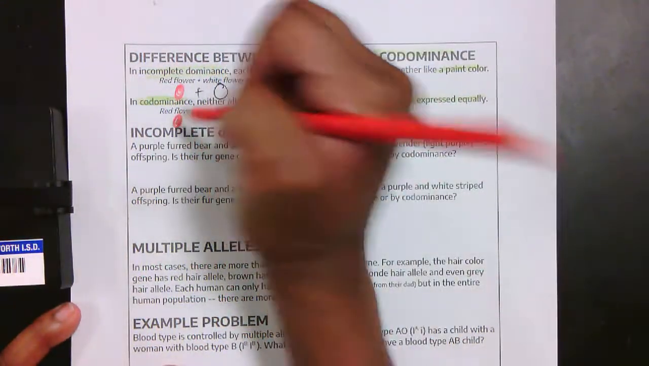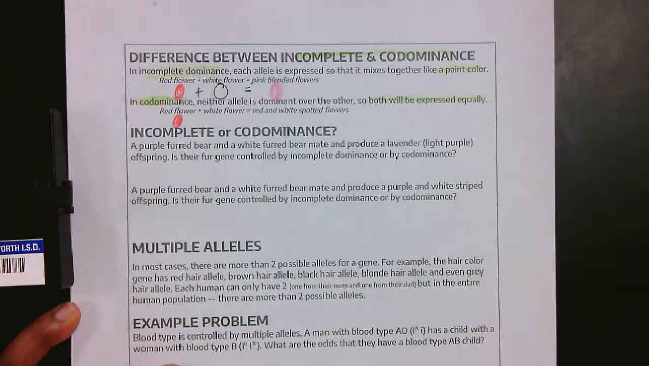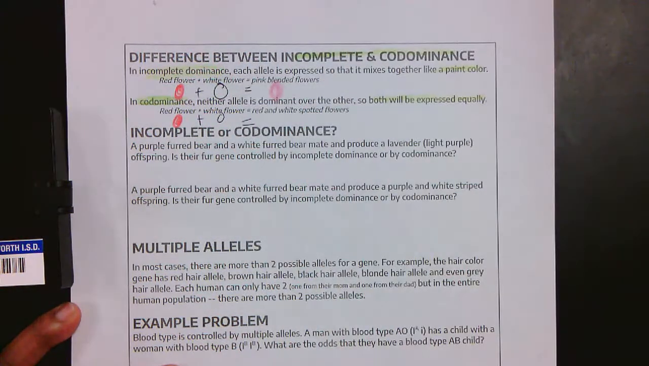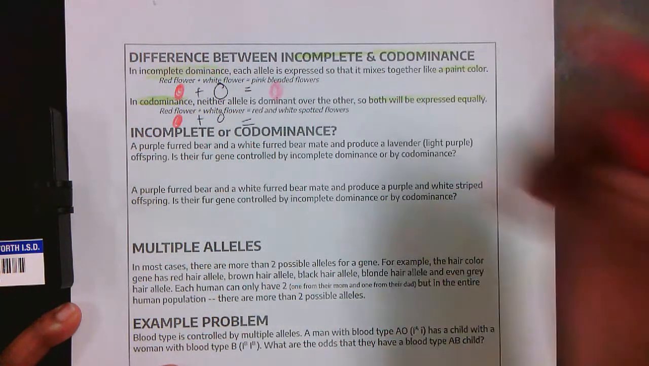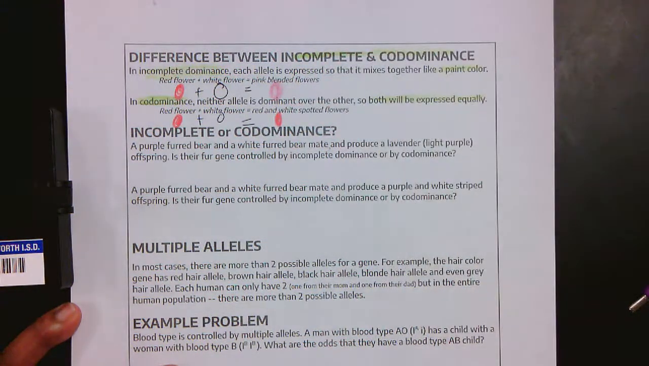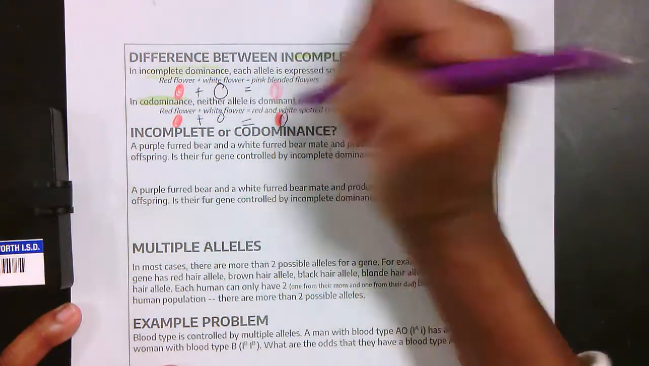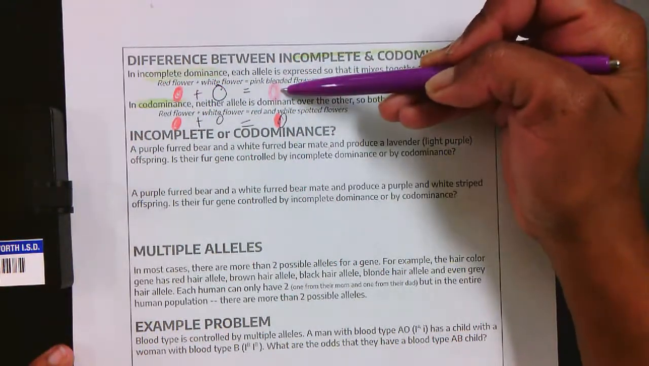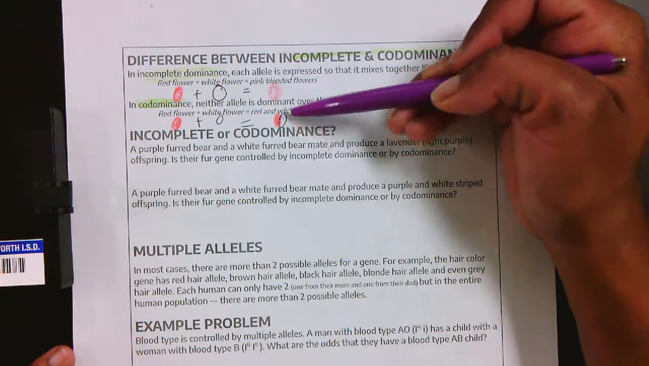So you have a red flower, and you have a white flower. Then you're going to get a flower that has a little bit of red and a little bit of white in the flower. They mix together in incomplete dominance, and in codominance, they both show up.